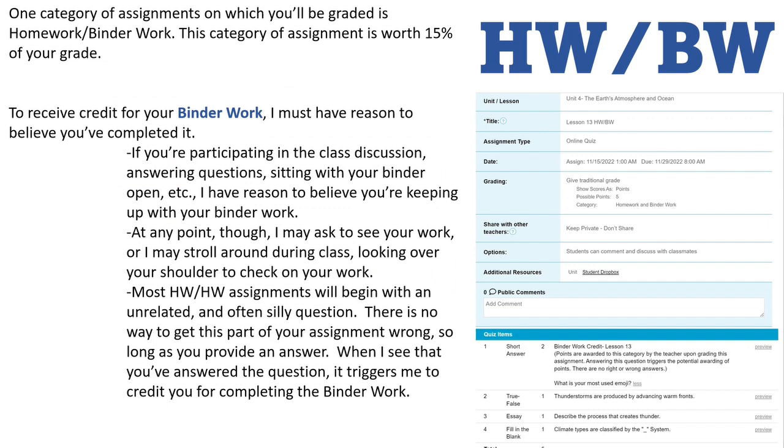So one category of assignments on which you'll be graded is your homework and binder work. This category of assignments is worth 15% of your grade. I want to discuss this one with you because sometimes it can be a little confusing the way this works. To receive credit for your binder work, I have to have a reason to believe you've completed it. If you are participating in the class discussion, answering questions, sitting with your binder open, I have reason to believe that you're keeping up with your binder work.